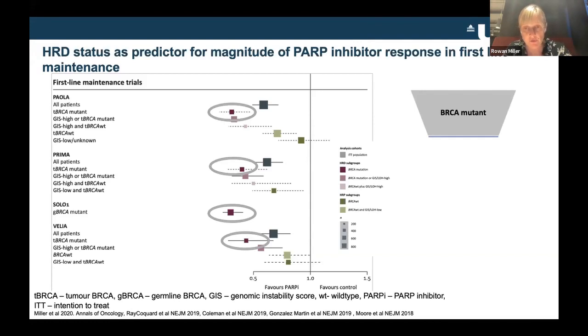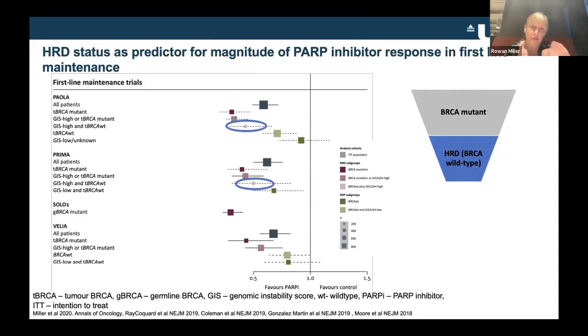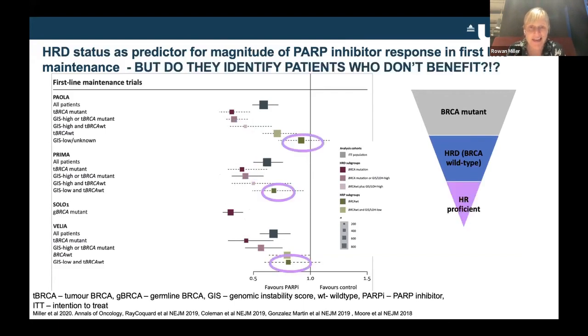I didn't present the results from the VELIA trial because that used a drug called veliparib, which has not got approval anywhere in the world. Then you see this hazard ratio of about 0.4 with the patients that are HRD but BRCA wild type, and then it's slightly less consistent with the HR proficient patients. So you can see that in the PRIMA trial it was statistically significant. The other two, the hazard ratio crosses 1.